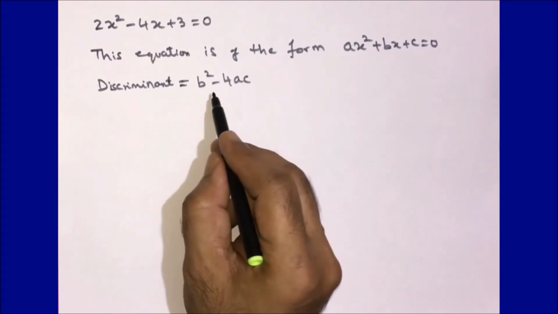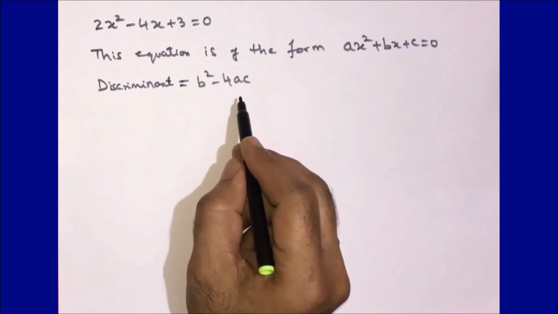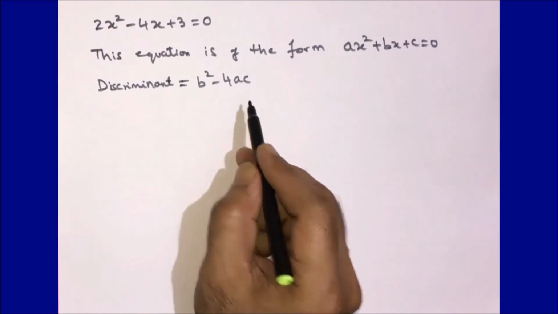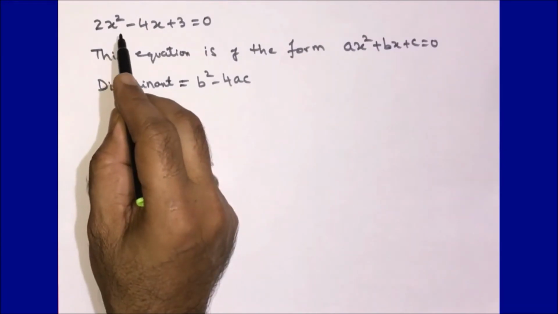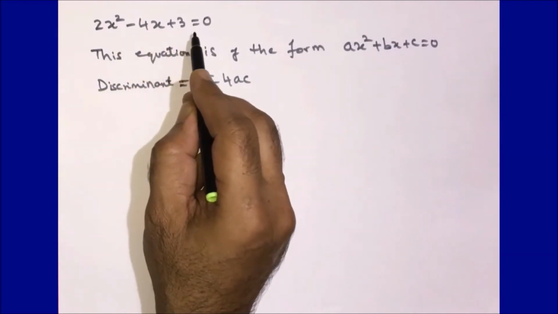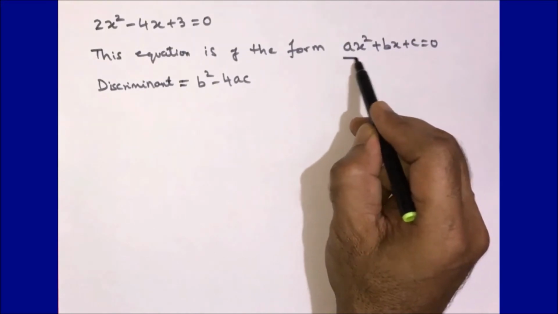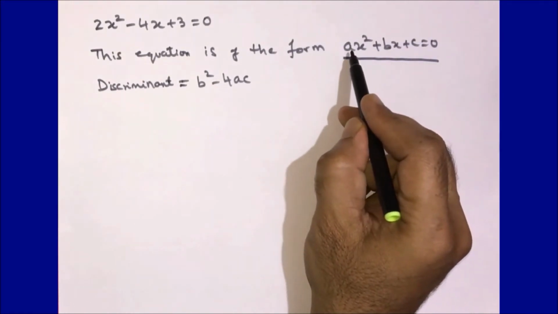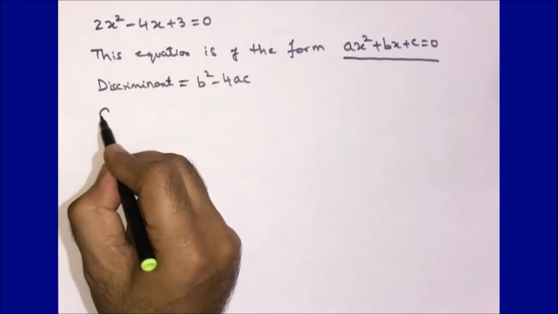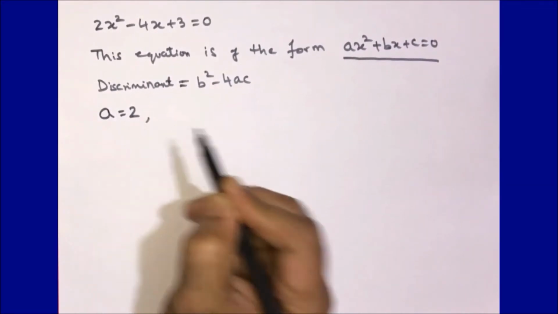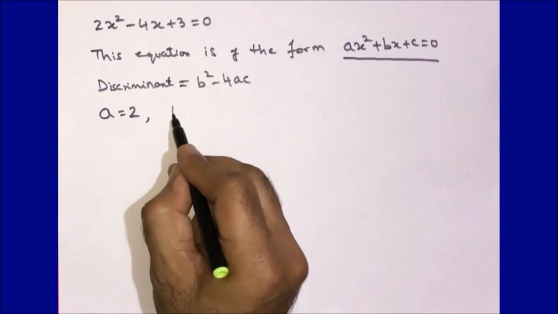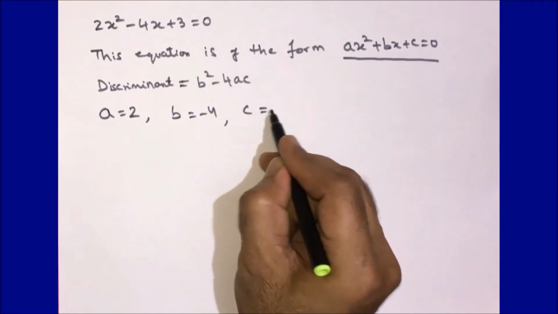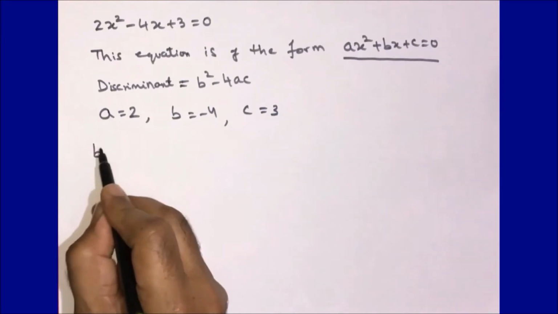So here, we are going to find b^2 - 4ac, similar to other quadratic equations. Now looking at this equation, 2x^2 - 4x + 3 = 0, which is of the form ax^2 + bx + c = 0, you can see that a is equal to 2, b is equal to minus 4, and c is a constant, c is equal to 3. Now let us put these values in.